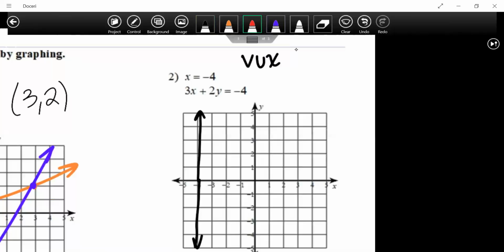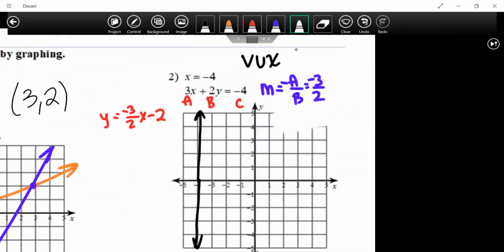For the bottom one, we have our A, B, and C, whichever way you want to graph it. If you rewrote it in slope-intercept form, go for it and do it that way. If you did it that way, you would have got y is equal to negative 3 over 2x minus 2. That's one way to write it. If you did it my way, you should have been able to use negative A over B, which happens to be negative 3 over 2. Then your b value will be C over B, or just negative 4 over 2, or just negative 2.